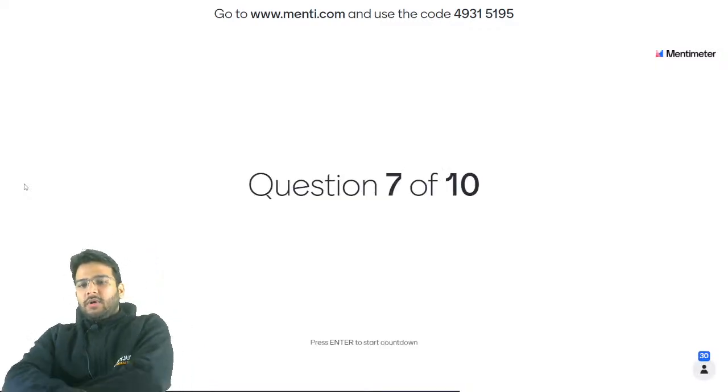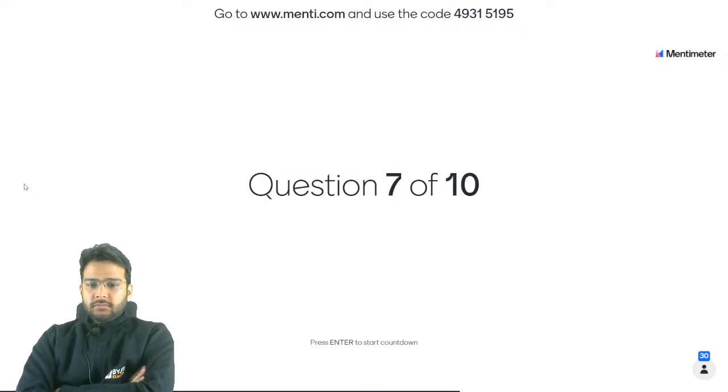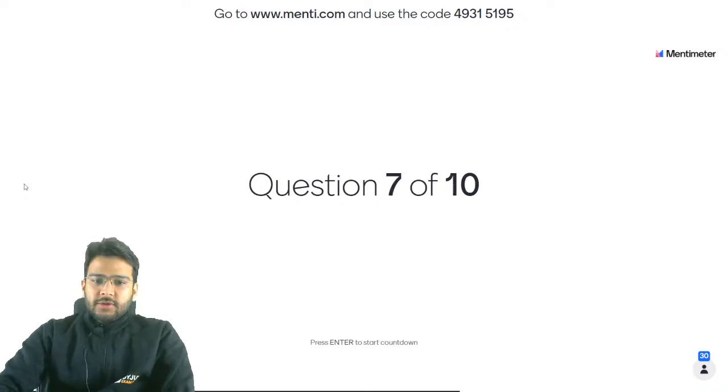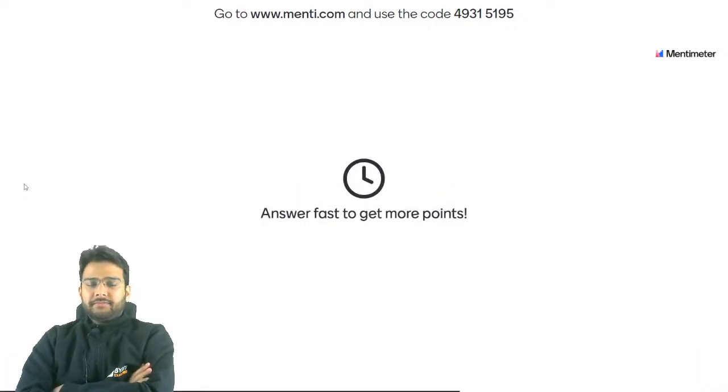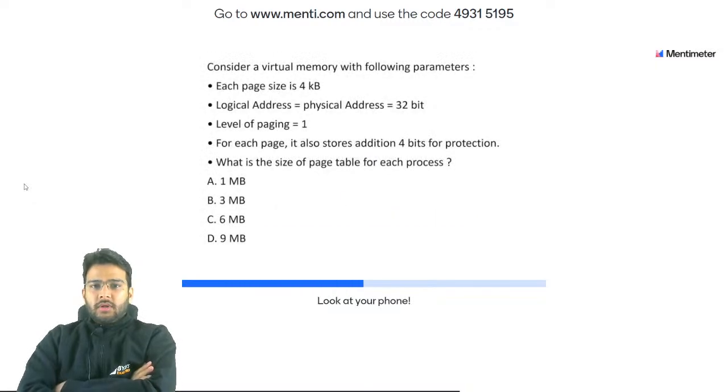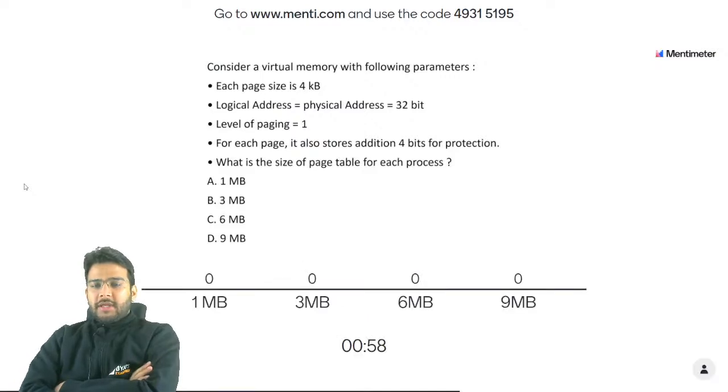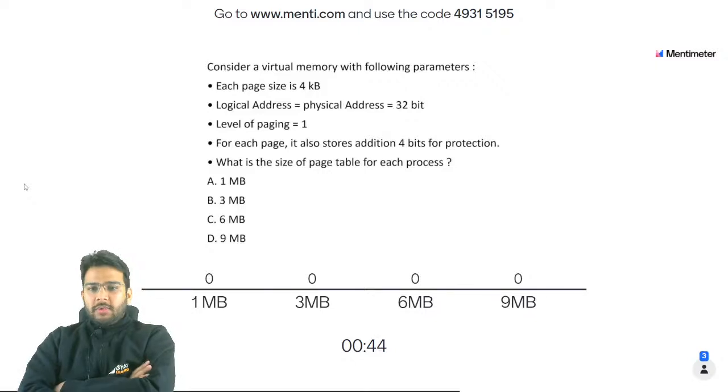Question number 7. So we are going to quickly cover this up. Yes, guys, be ready. Question number 7. So one numerical question here: page size is given to you, logical address, physical address is given to you, level of paging is given to you, and you have to find the size of the page table for each process. I hope most of the students will be able to answer this correctly. This is not a difficult question. Yes, guys, be quick. You have last 30 seconds to answer this question.